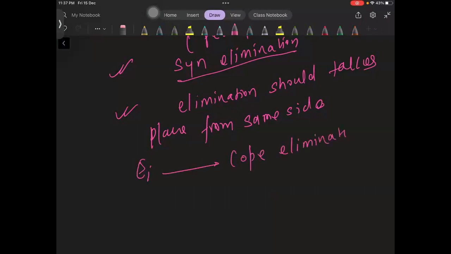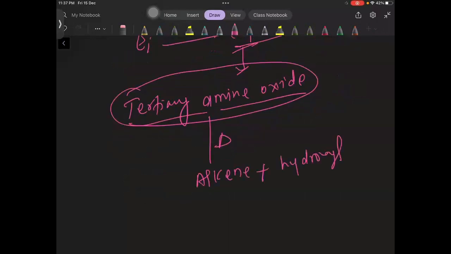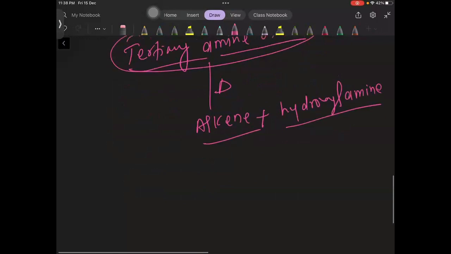Okay. Let's understand, the Ei one reaction is Cope elimination reaction. So understand the Cope eliminations. Students, Cope elimination will be when you have tertiary amine oxide, which gives hydroxylamine. Okay.